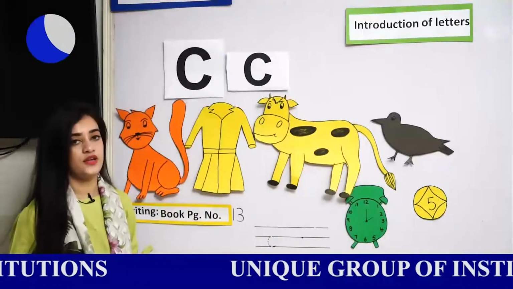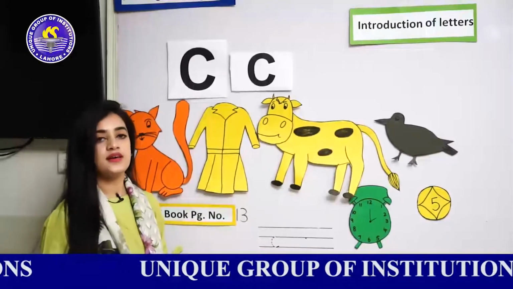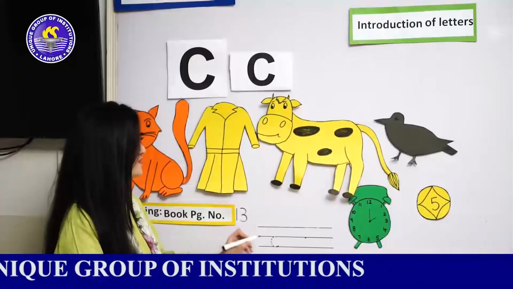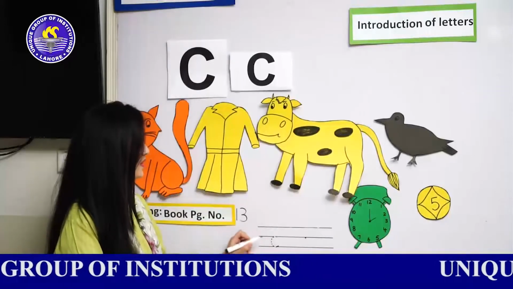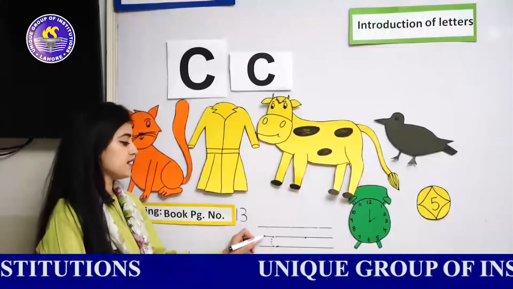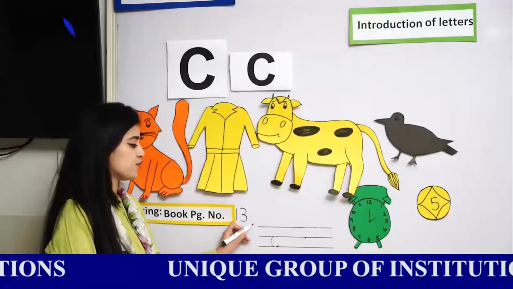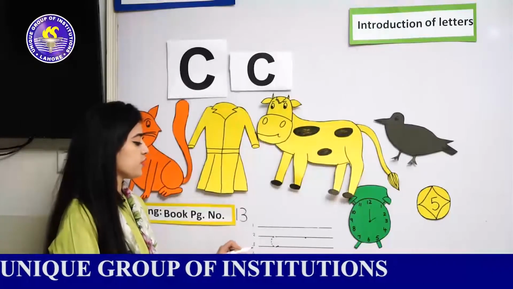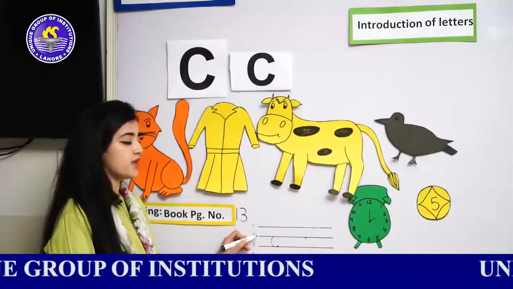Seek a coin. Now I'm going to tell you how to write small c on the dots. Start from here. There are four lines on your book. 1, 2, 3, and 4. We are going to write c in these two lines.